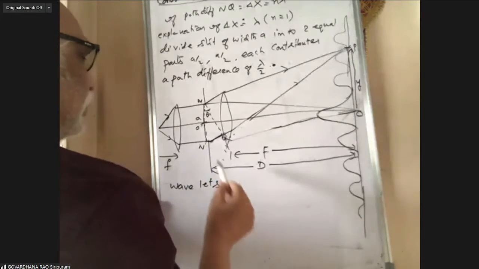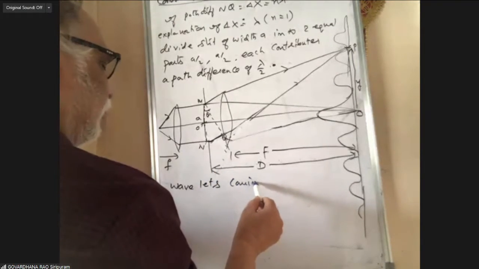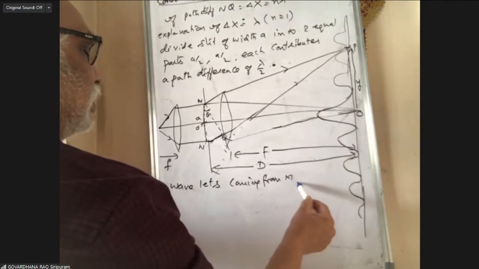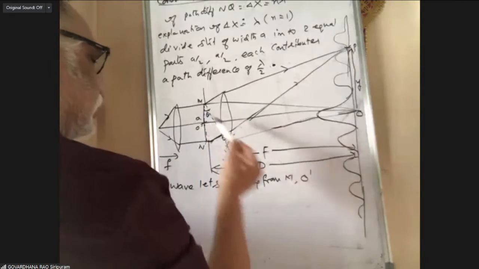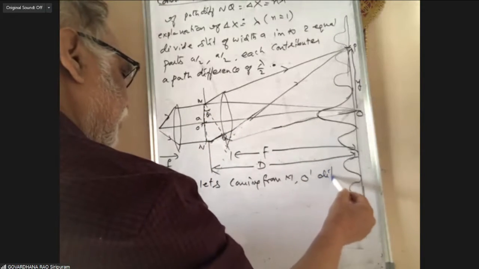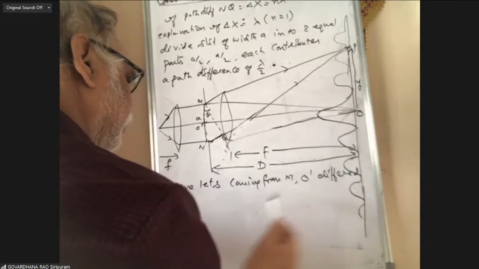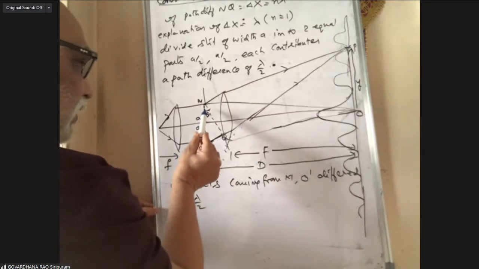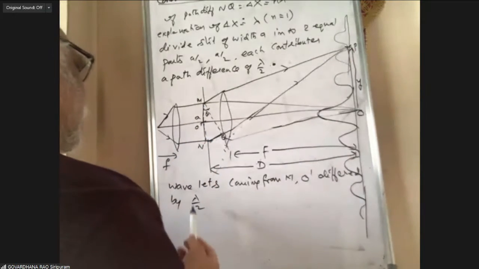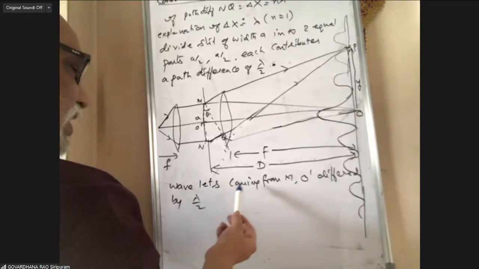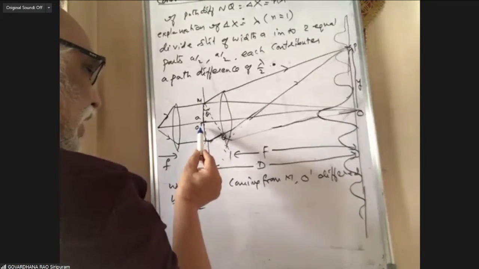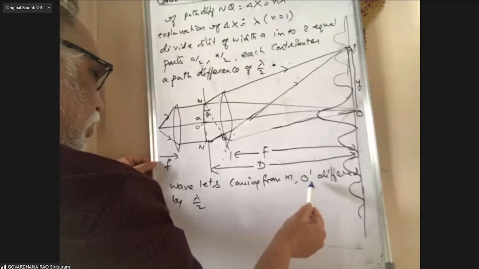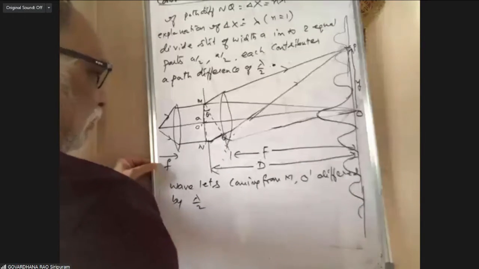So wavelets coming from M, comma O dash, differ by lambda by 2. What is the path difference between M and O dash? Wavelets coming from M and O dash, okay, differ by lambda by 2.